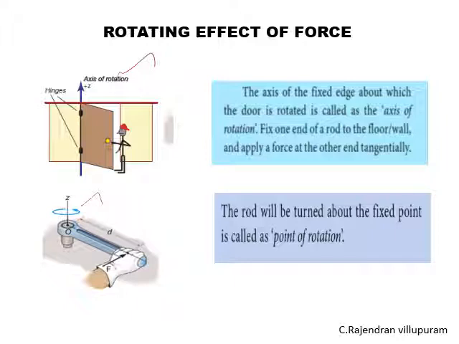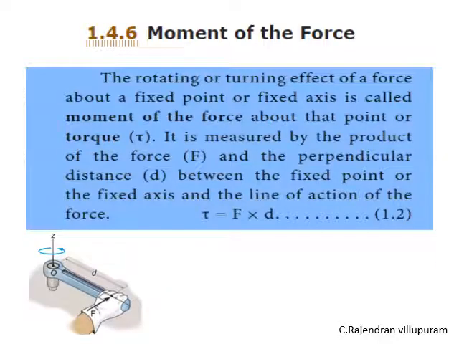If you apply a force on an object and the rotating effect occurs along an axis, that is called the axis of rotation. If the rotating effect occurs with respect to a particular point, that is called the point of rotation. Now you know what an axis of rotation and a point of rotation are.